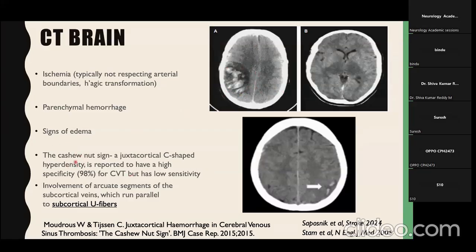Here we can see a small hyperdense, semicircular area in the plain CT scan. This is known as the cashew nut sign. It is a C-shaped hyperintensity, which is highly specific for CVT but has low sensitivity. This is due to thrombus of the arcade segments of the subcortical veins, which run parallel to the subcortical fibers. That's why they are C-shaped, and this is very specific, but with poor sensitivity.